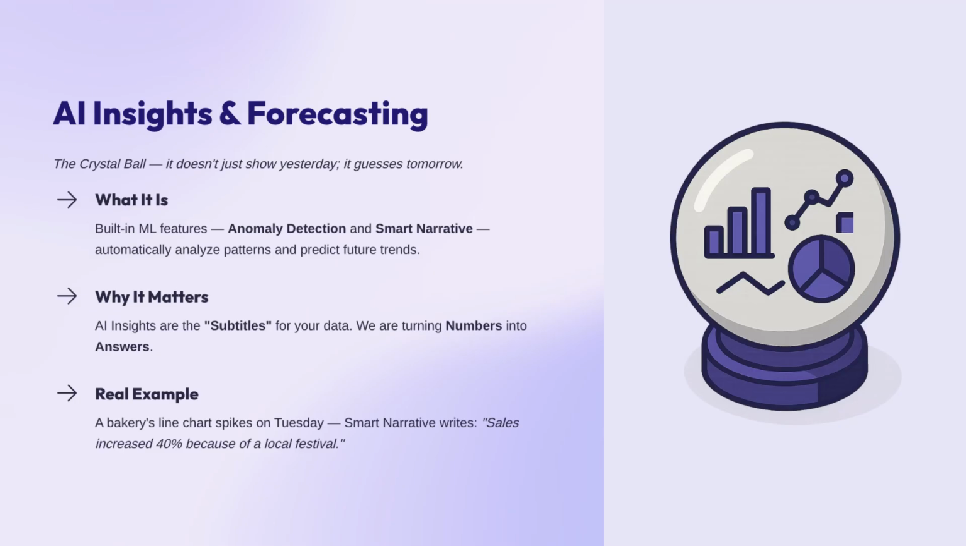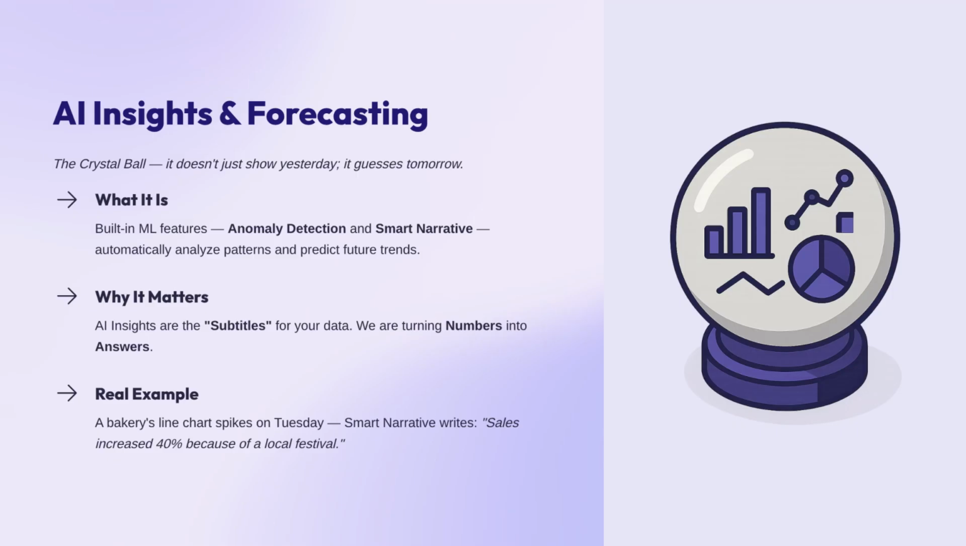To put it very simply, it is the crystal ball. It doesn't just show you what happened yesterday, it tries to guess what will happen tomorrow. Imagine a dummy example. You're looking at a line chart of your bakery's bread sales. Suddenly, there is a giant spike in sales on a Tuesday. The smart narrative tool writes a small paragraph next to the chart saying, sales increased by 40% because of a local festival. Stay with me here, because this is where the app starts talking to you.